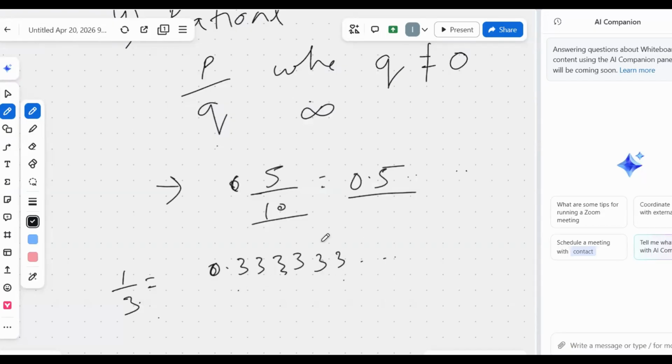So a number that is non-terminating as well as recurring. First, a number that is terminating. Second, if it's not terminating, then it should be recurring. First condition, it should be terminating. If it's not terminating, then it should be recurring. Then that number is going to be your rational number. Recurring means the same number is repeating itself. 33333. That will be your rational number.